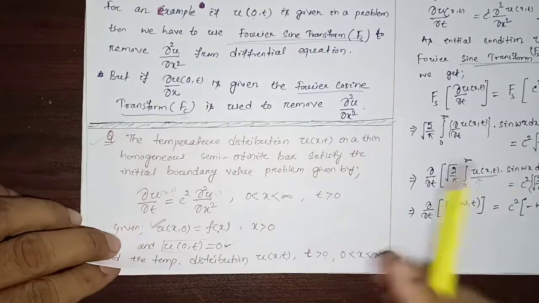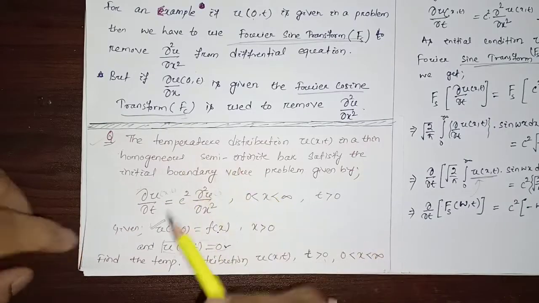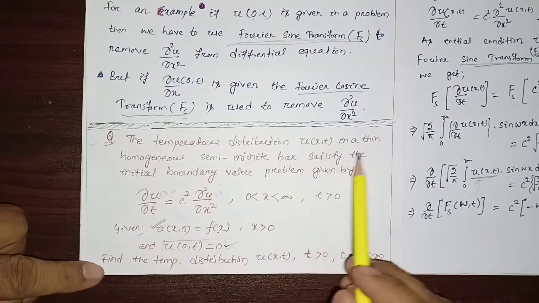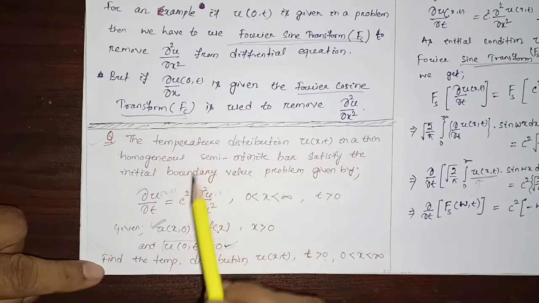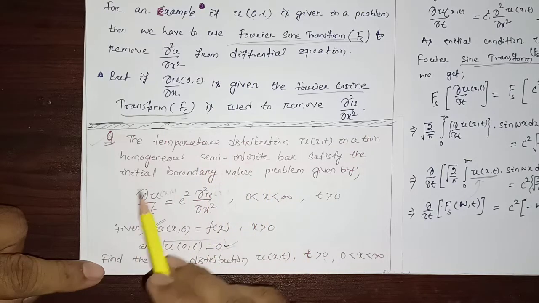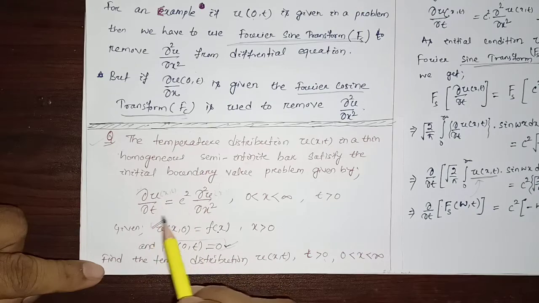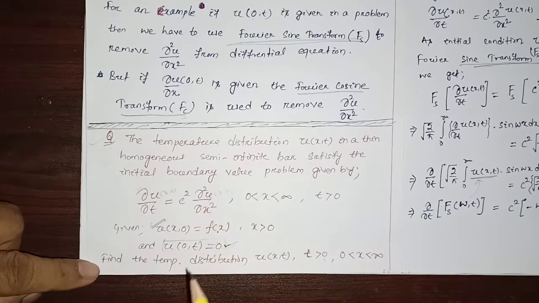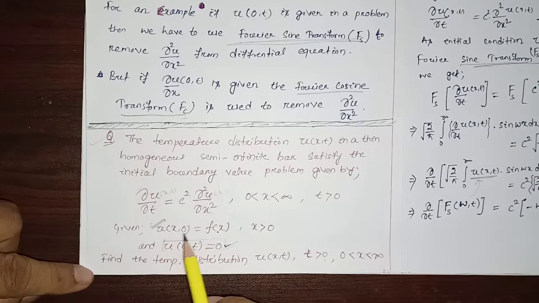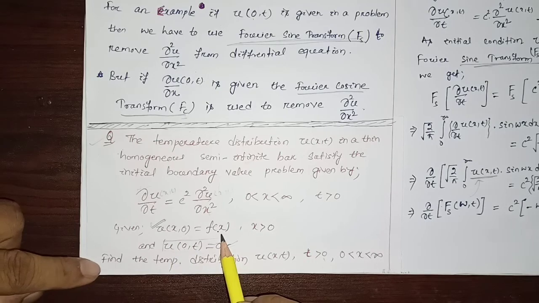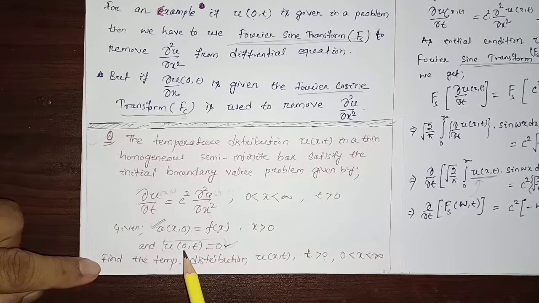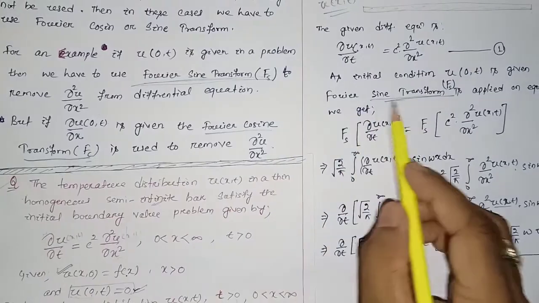So in our last class, this question we discussed in detail, that is the distribution of temperature in a semi-infinite bar. The heat equation is ∂u/∂t = c² ∂²u/∂x², and here u(x,0) = f(x) and u(0,t) = 0. That means x equal to 0, t value 0 is given. So we applied Fourier sine transform.